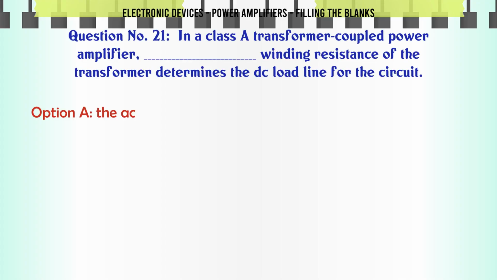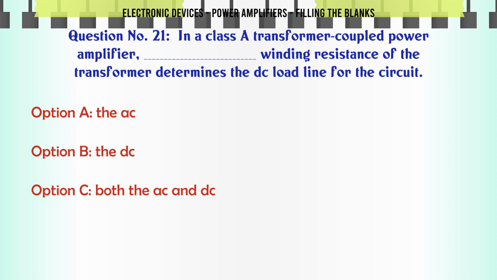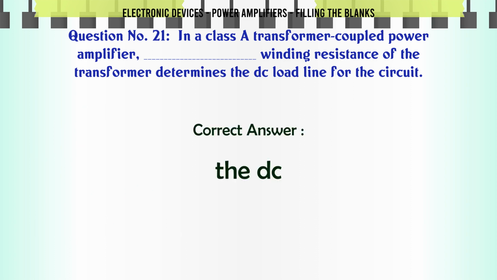In a Class A transformer coupled power amplifier, winding resistance of the transformer determines the DC load line for the circuit. A: the AC, B: the DC, C: both the AC and DC, D: neither the AC nor DC. The correct answer is the DC.